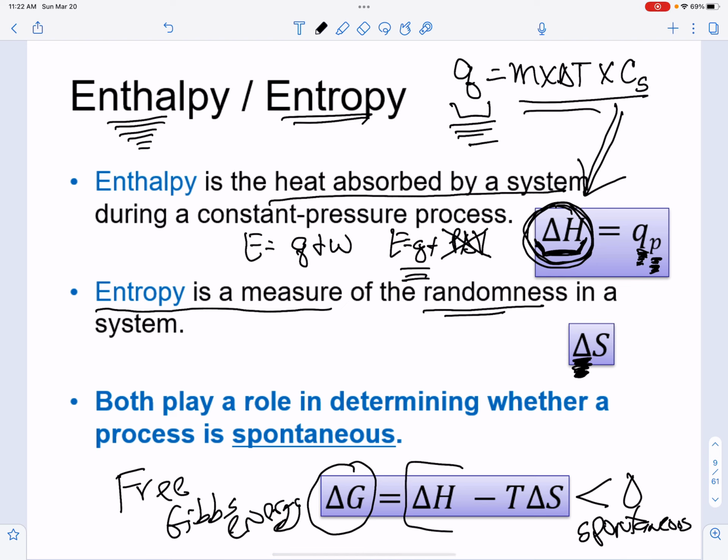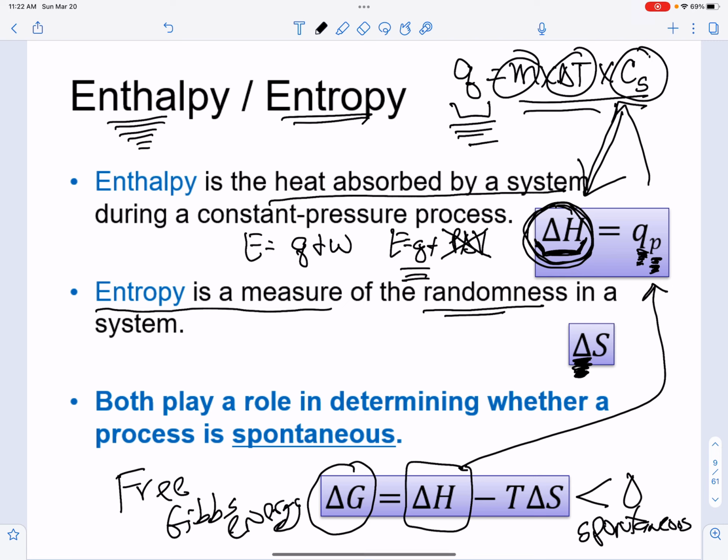So by measuring enthalpy, that we can calculate by going to the lab and measuring mass, change in temperature, and using the specific heat of that substance, and by knowing the temperature and the entropy, you can calculate delta G, or Gibbs free energy. And if that happens to be negative, then you know the process is a spontaneous process. And you can predict, yeah, that reaction will happen. It's going to be a spontaneous reaction.